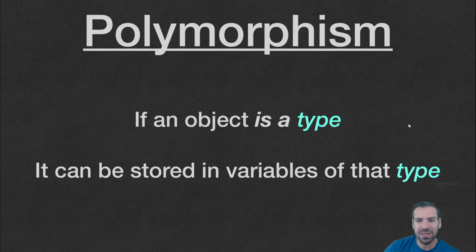If somebody's thinking they're talking about polymorphism and they're not talking about this, then they're not talking about polymorphism. And specifically, it's polymorphism when you take advantage of this fact. So once you take an object of one type and store it in a variable of one of its supertypes, that's when you're using polymorphism. If you're not doing that, you're not using polymorphism.